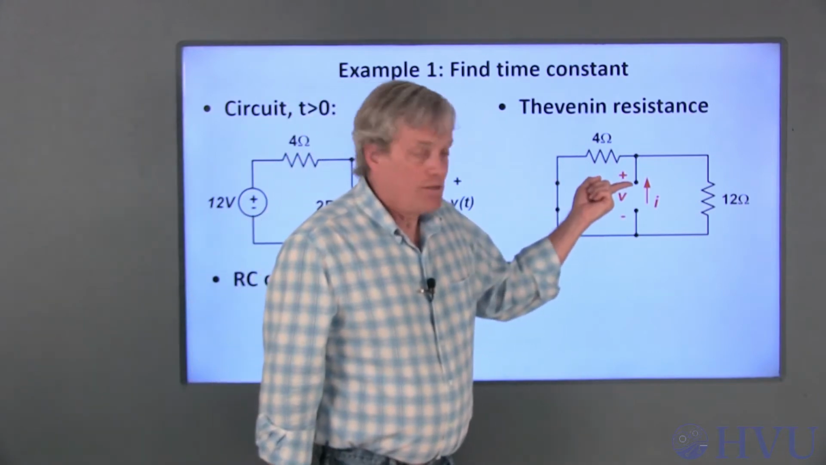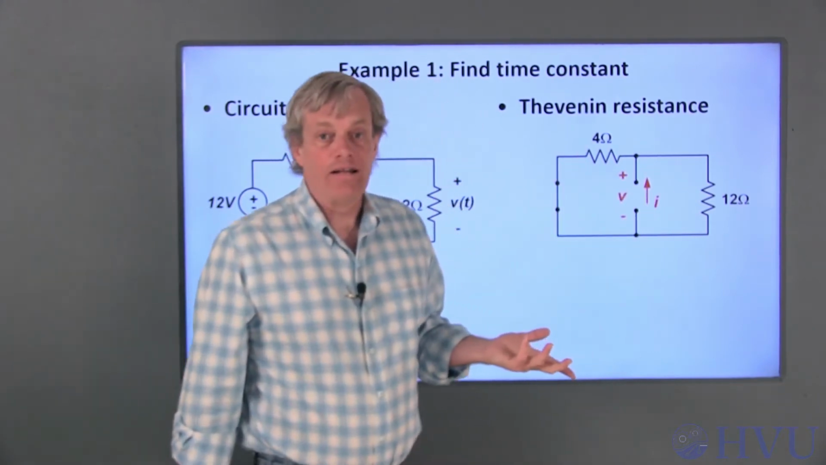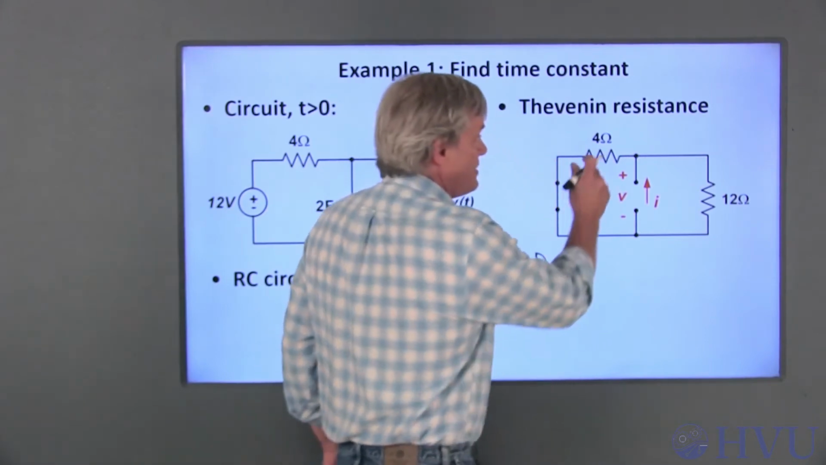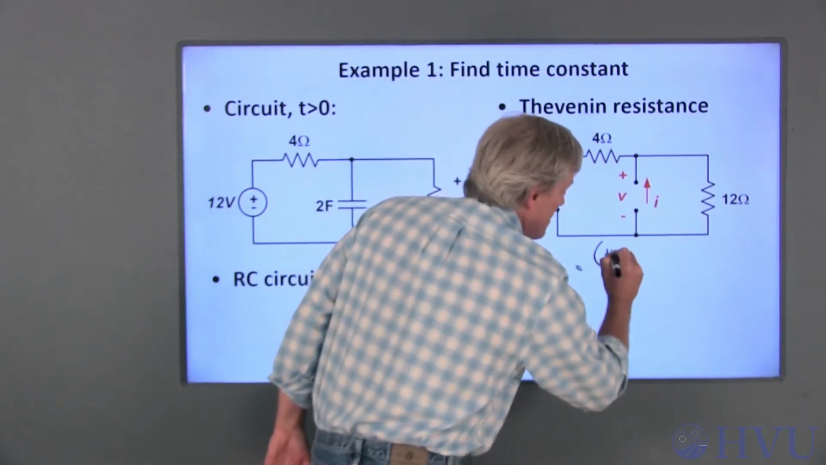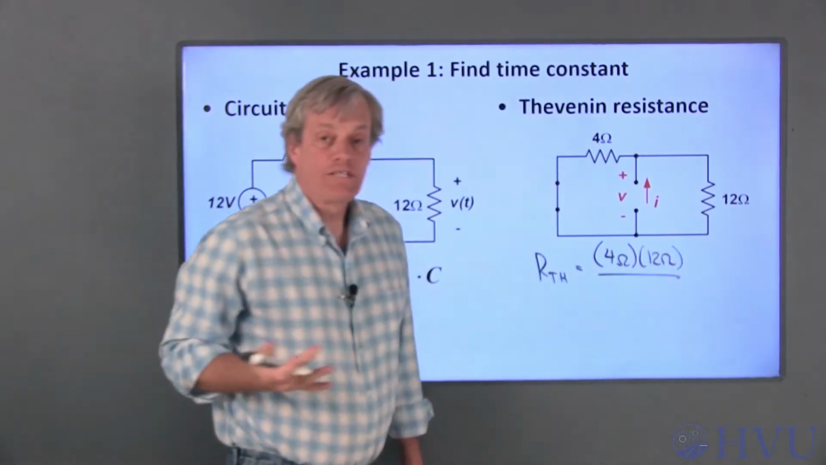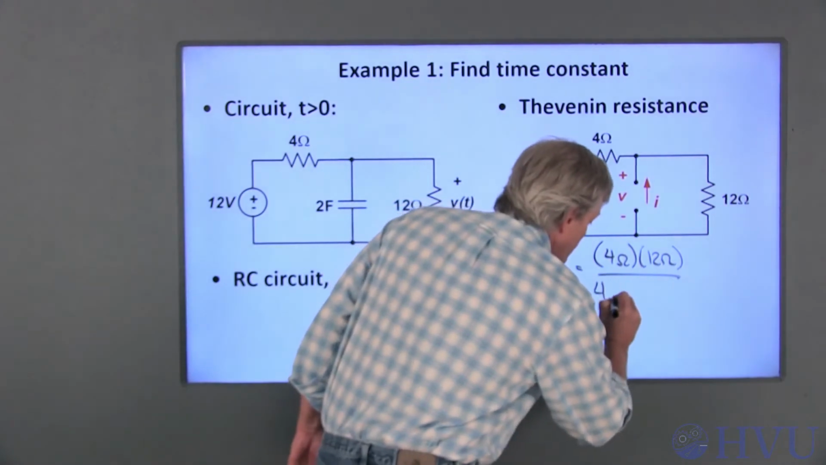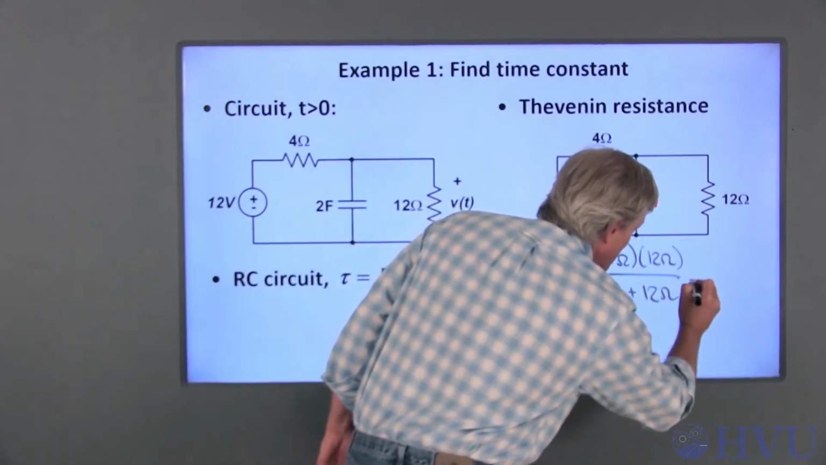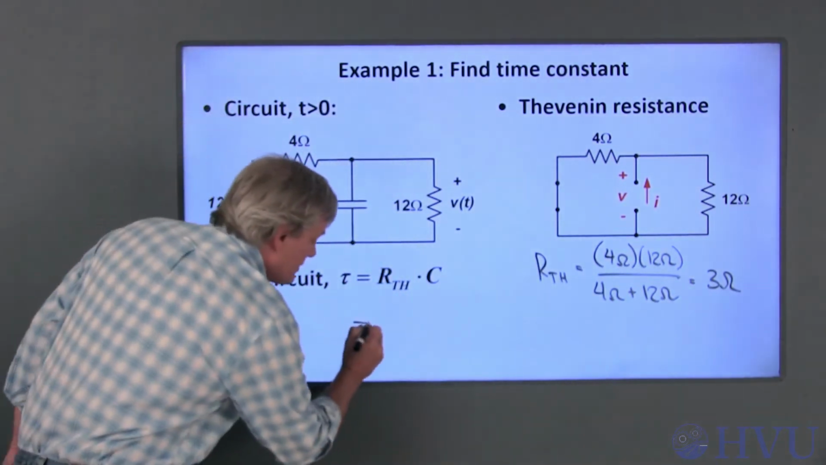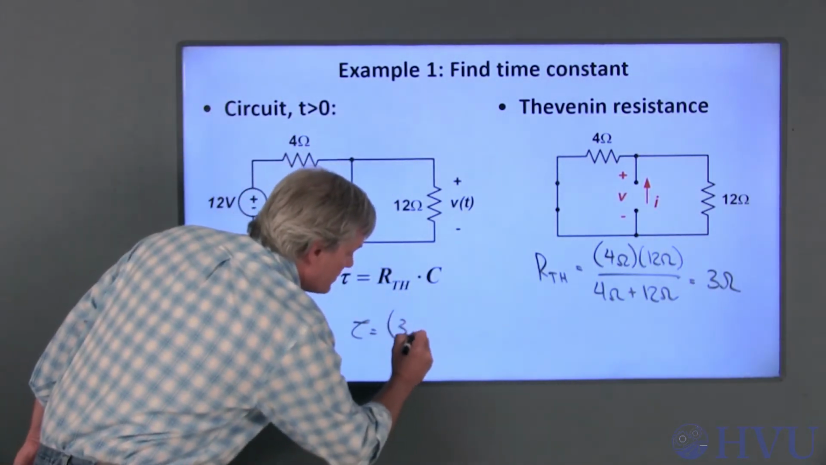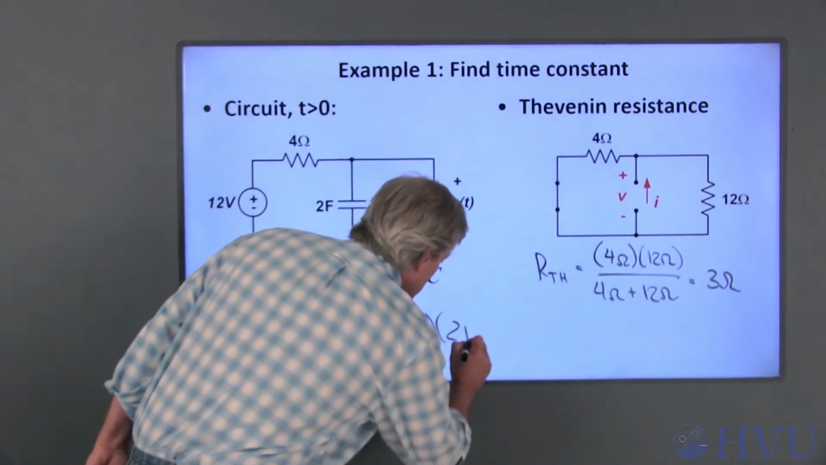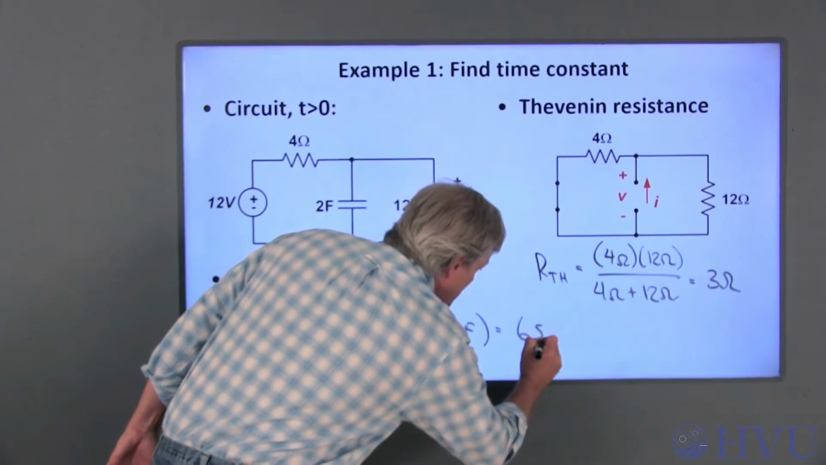The capacitor terminals and the two resistors are all in parallel, so the equivalent resistance, which is the Thevenin resistance RTH, is equal to the product of the two resistances, 4 ohms times 12 ohms, over the sum of the two resistances, 4 ohms plus 12 ohms. That is equal to 3 ohms, so the time constant, tau, is equal to 3 ohms times the capacitance, which is 2 farads, which is 6 seconds.